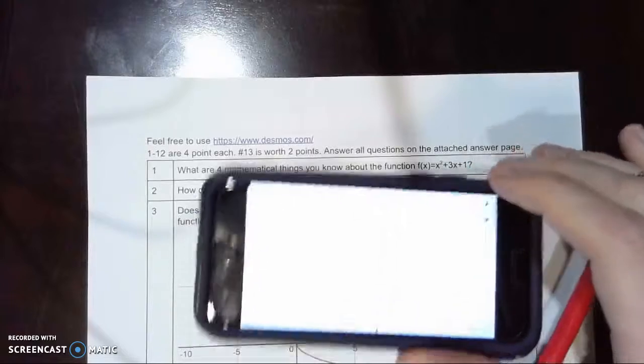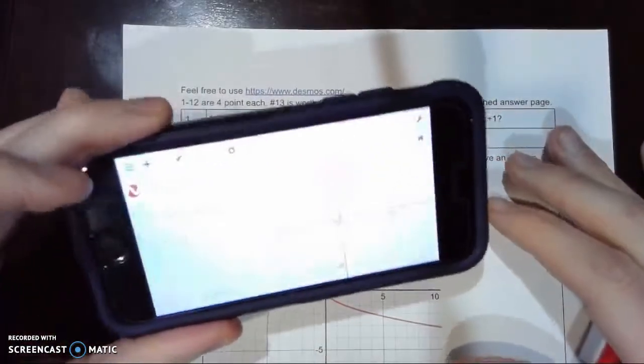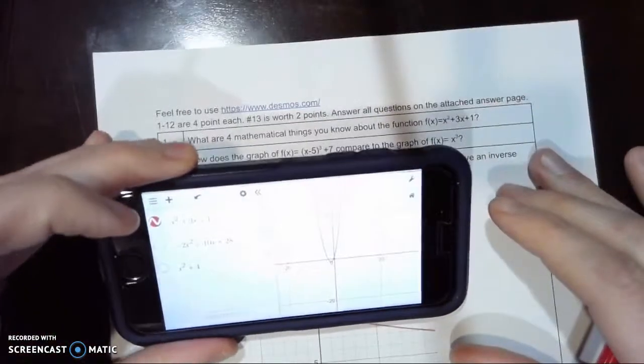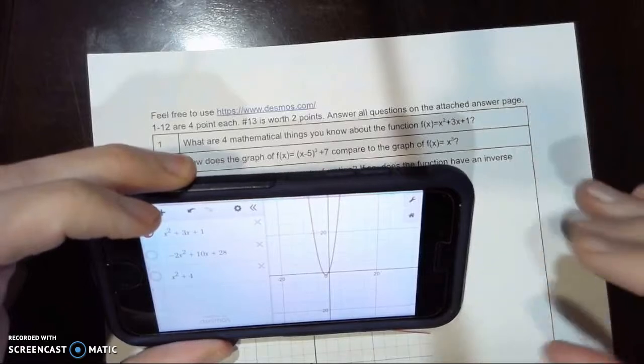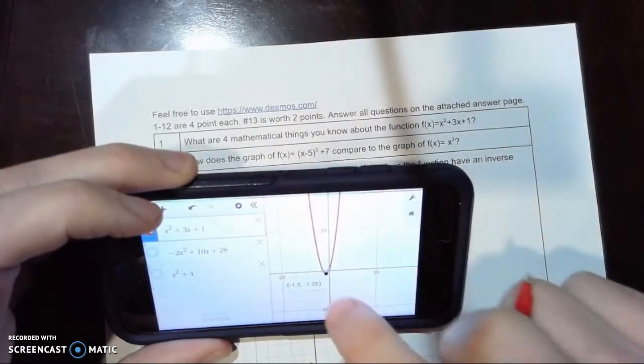So I graphed it on Desmos. Let me zoom out a little bit. Okay, so there is the graph. A little hard to see. There's the graph of x squared plus 3x plus 1. I suddenly know a ton of things about it. I know that it's a parabola.